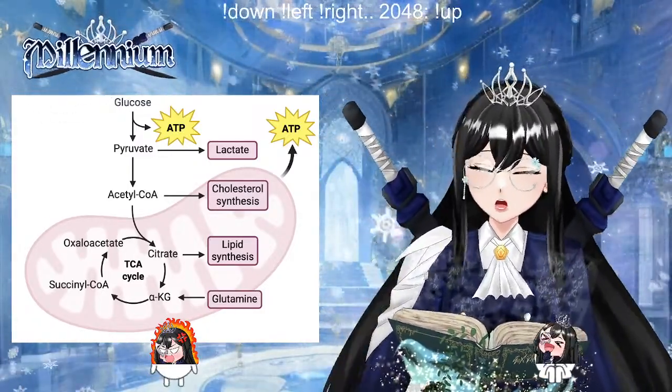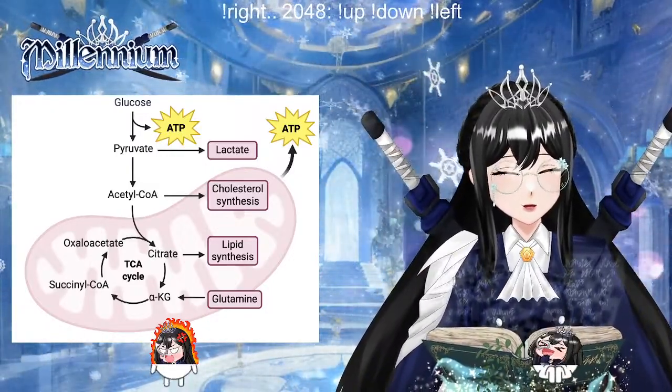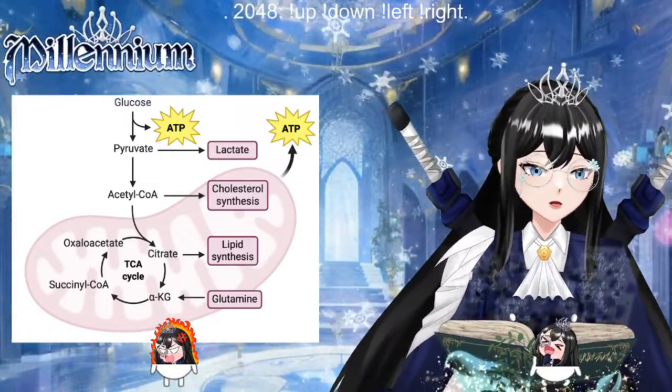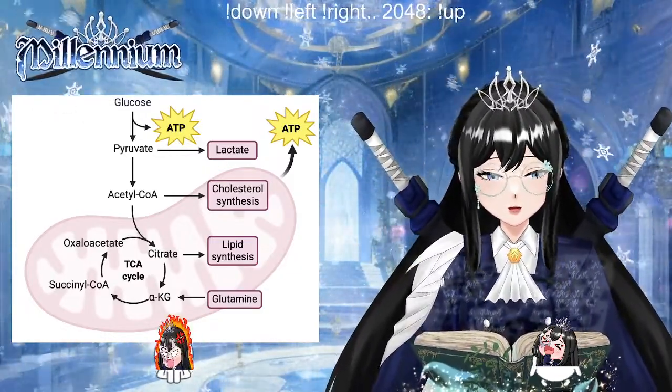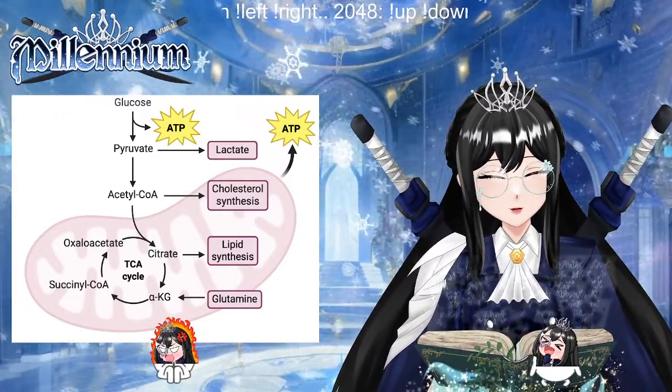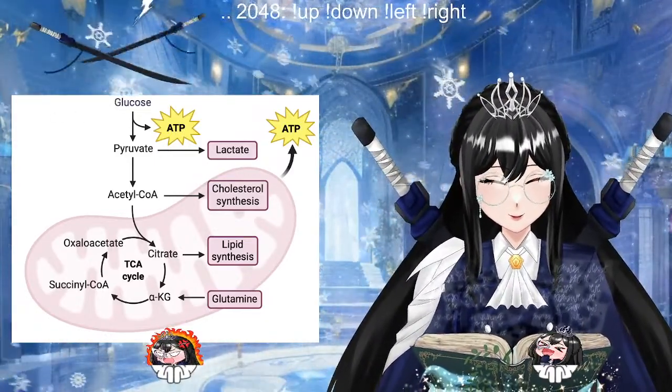For example, you have the hexokinase reaction: glucose plus ATP gives glucose-6-phosphate plus Pi. Hexokinase is the enzyme that catalyzes it.